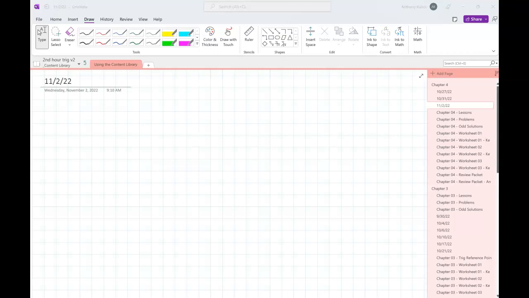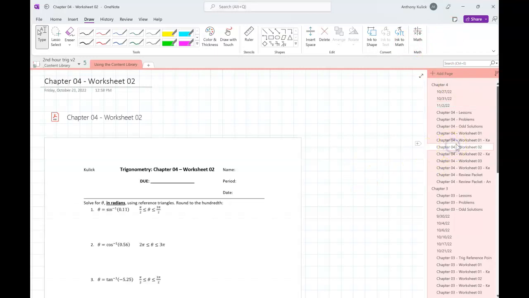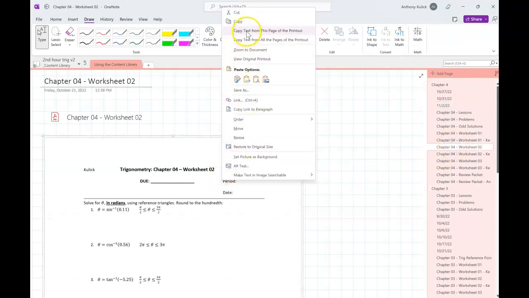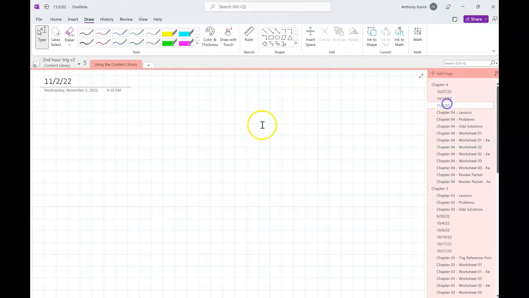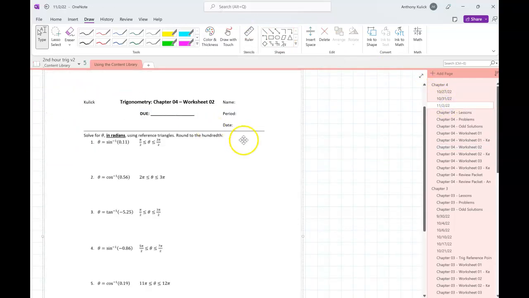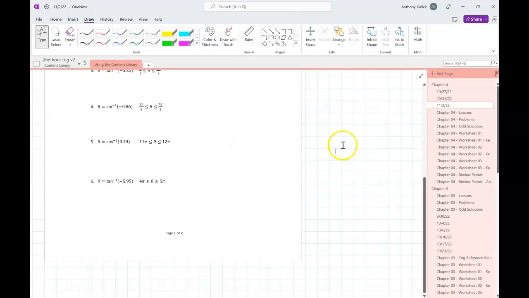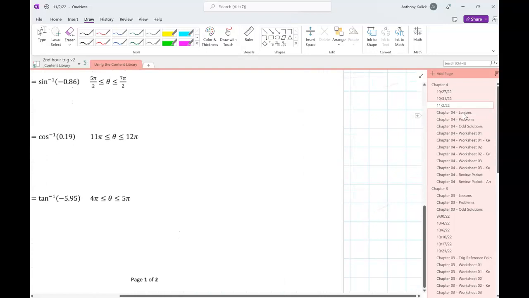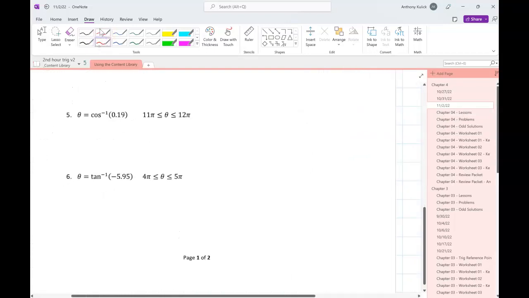Number 5 on the worksheet. 5 from the worksheet. Sure. All right, number 5 on the worksheet.